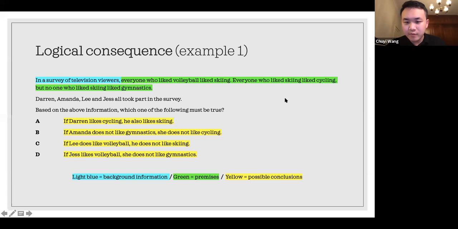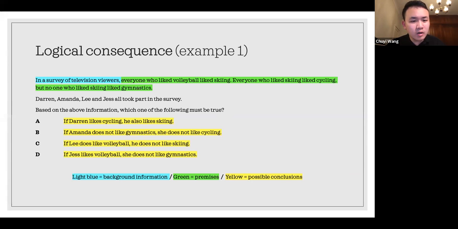So we have to be careful, okay? This first one is trying to confuse you because if we look at that second rule, everyone who likes skiing likes cycling, well, it doesn't logically follow. If it said if Darren likes skiing, then he likes cycling, then that would be correct. However, this is not that. Let's look at the next one.